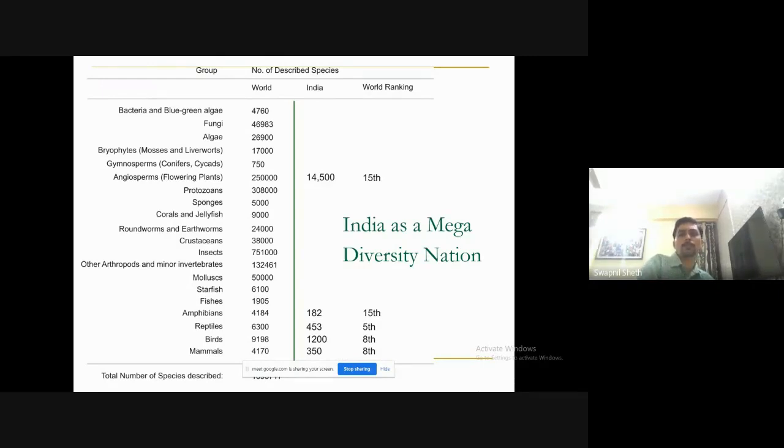that the number is 14,500. Some data modification is always there with increasing research. Amphibians: 182 species and our rank is 15. Reptiles: 453, and rank is 5th. Accordingly, for birds, our rank is 8th or 9th. Some reports show 8th or 9th, but that is the rank. So that means our country is 7th in the entire world as far as biodiversity aspects are concerned.